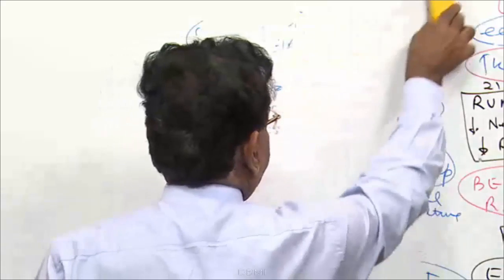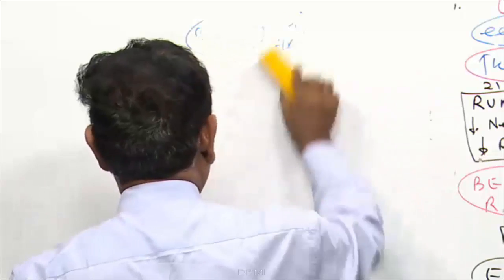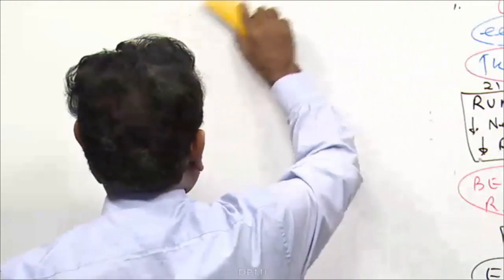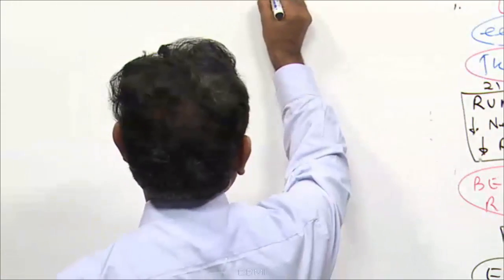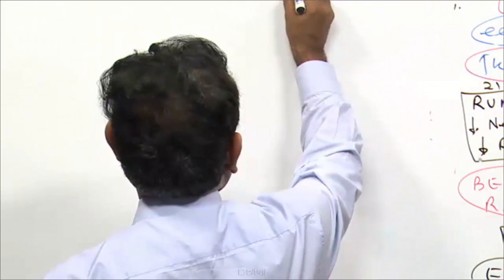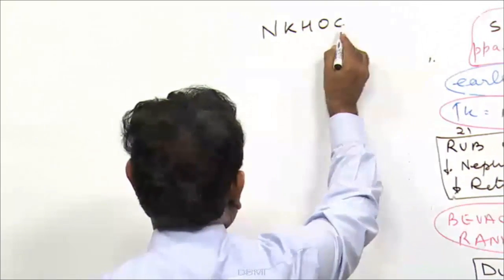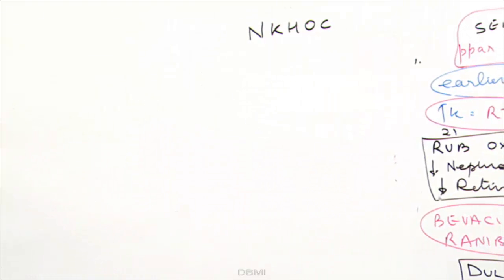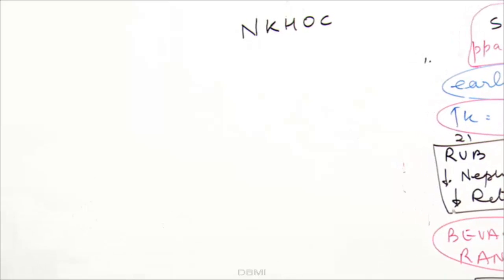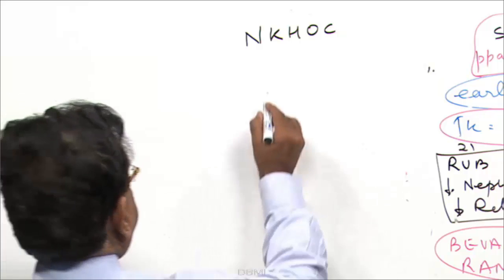Now we talk about non-ketotic hyperosmolar coma. Non-ketotic hyperosmolar coma. This is seen in elderly people.